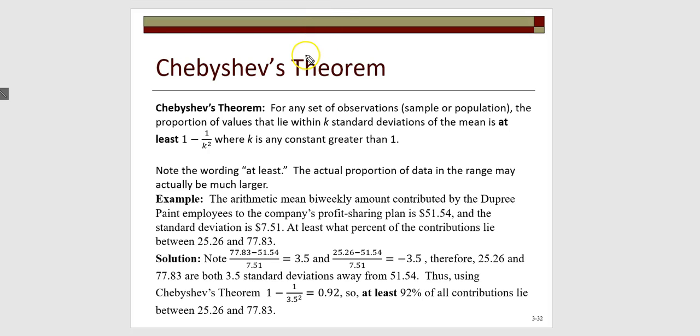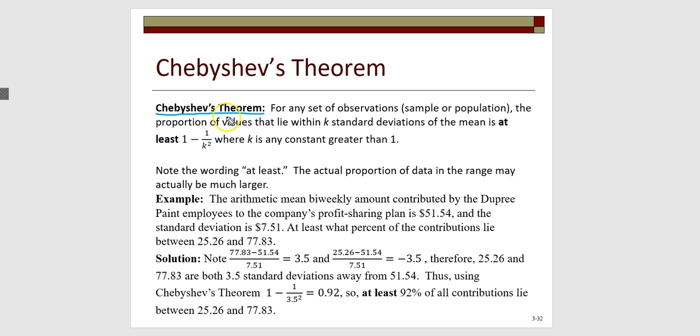In this lesson, we're going to cover Chebyshev's theorem and the empirical rule. Now, these two rules make a statement about the percent of data that lie within so many standard deviations of the mean for any data set. So first of all, let's take a look at Chebyshev's theorem.